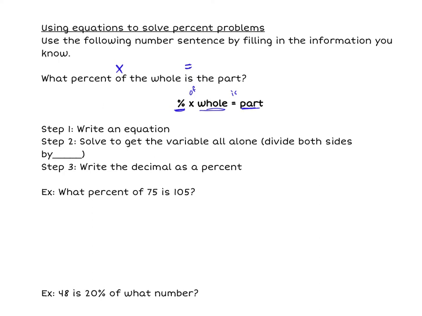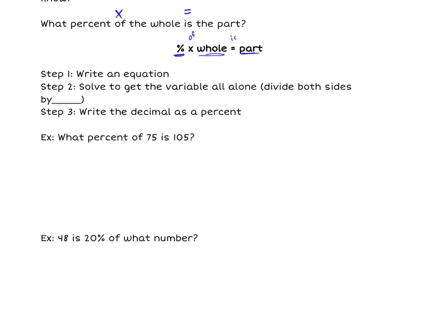So here we go. Let's try the first one. My equation is always going to be blank times blank equals the blank. And it's always percent times whole is the part. Do we know the percent? No, so let's put a variable there. So n times 75. Of is my times. So 75 goes here because of means multiplied. Is means equals, so 105. So I took my words and I turned it into a math sentence.